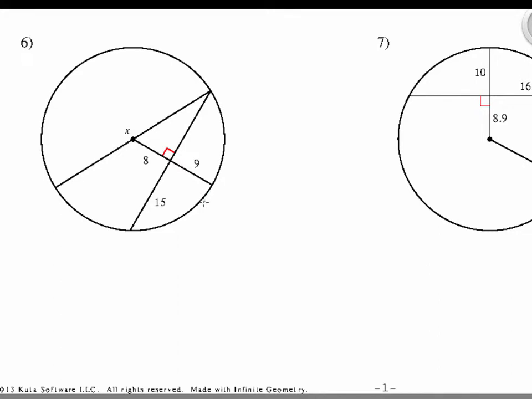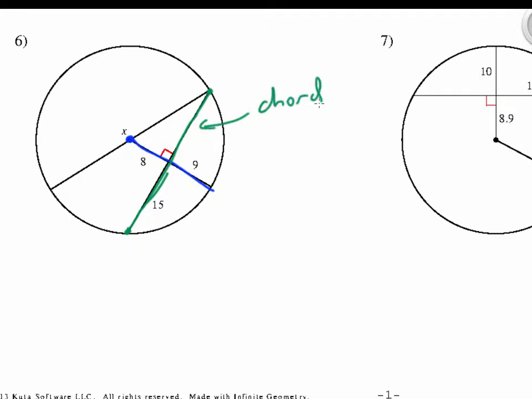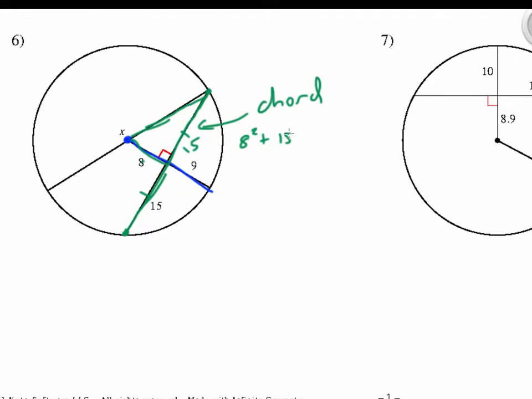Let's take a look now. Let's mark our segment here. This is a radius. Here is a chord, its endpoints are on the circle. The chord is perpendicular to this segment, so since it's perpendicular, it bisects, and we could put a tick here. You could make a triangle and say 8 squared plus 15 squared equals y squared, and then y would just be double x.